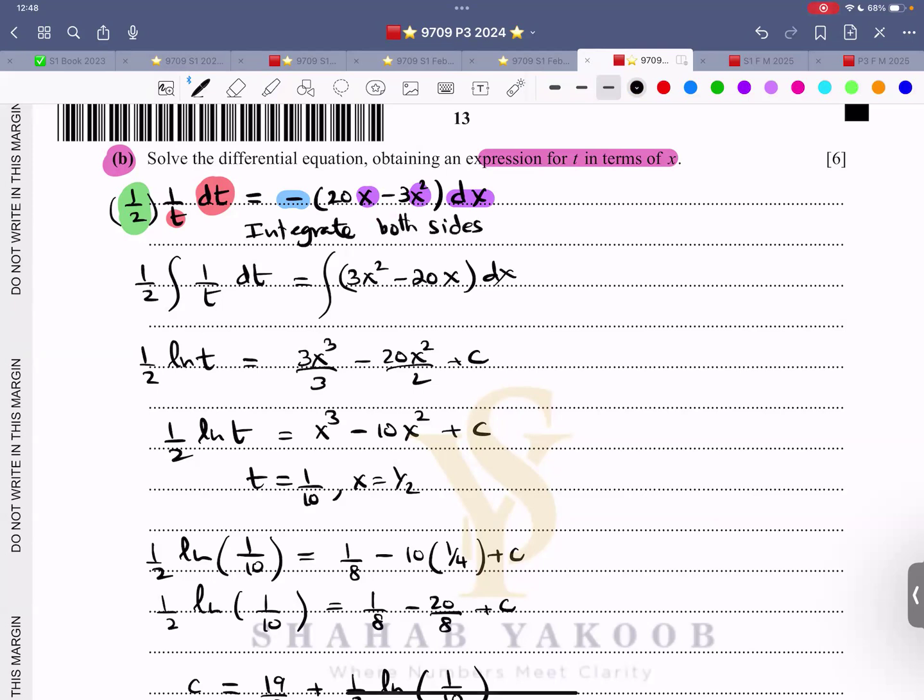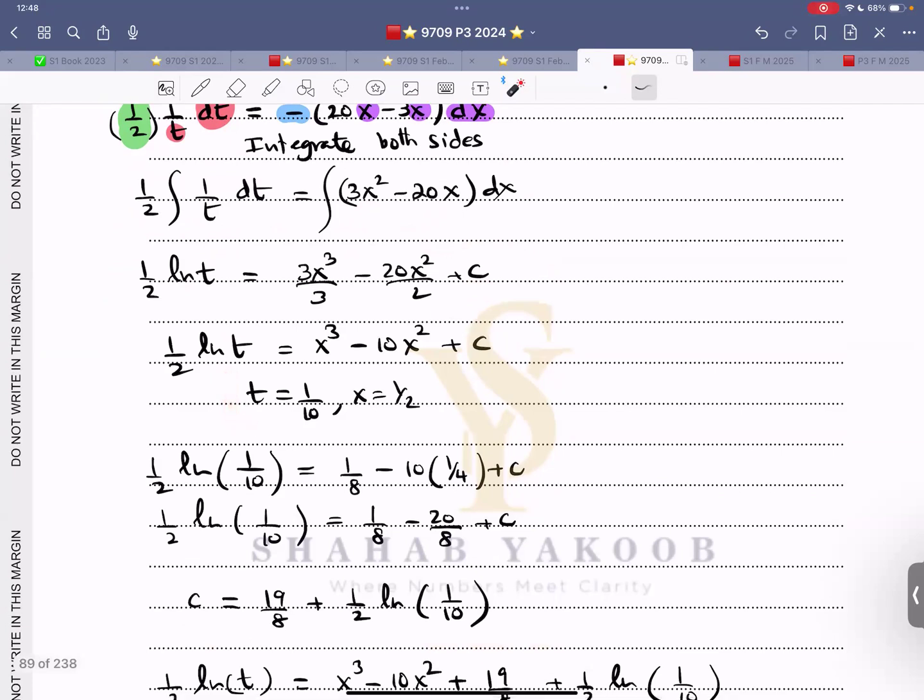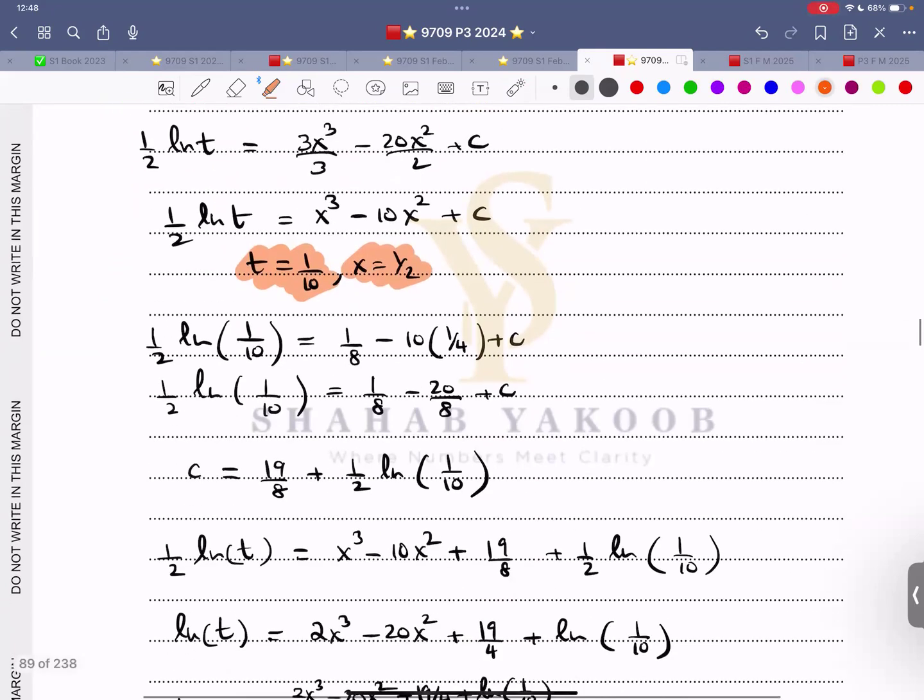And as far as the constant of integration is concerned, we write it on only one side. It doesn't make a difference which side it is. Since I have to make t the subject, I wrote it on that side. But as such, it doesn't make a difference. So 1 over t after integration is ln t, basic integration, plus c. When I plug in this condition, t is 1 over 10, x is half, c comes out to be this thing, 19 over 8, half ln 1 over 10.